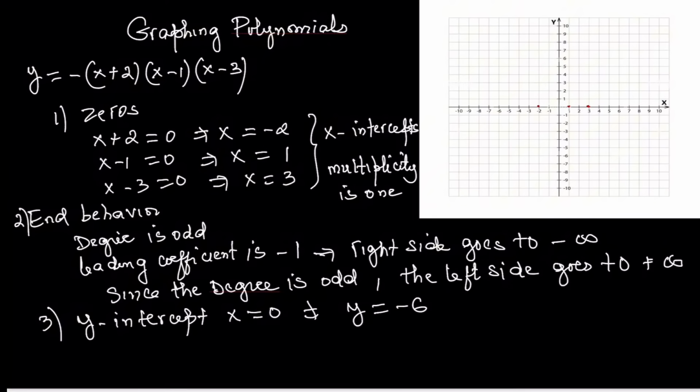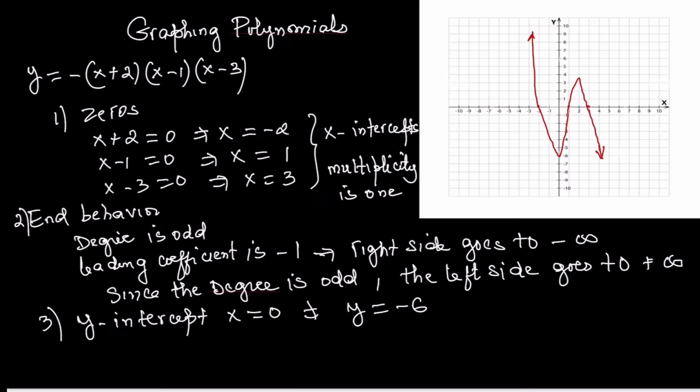From the left, the graph comes down and cuts through x equals negative 2. It continues downward to the y-intercept at negative 6, then turns up and crosses straight through x equals 1. After rising briefly, it turns down again, crosses at x equals 3, and the right end falls.